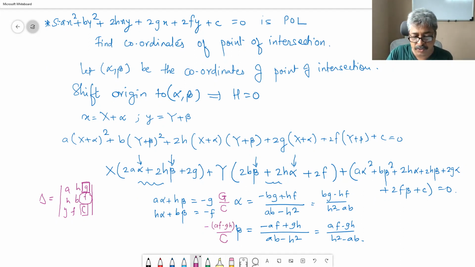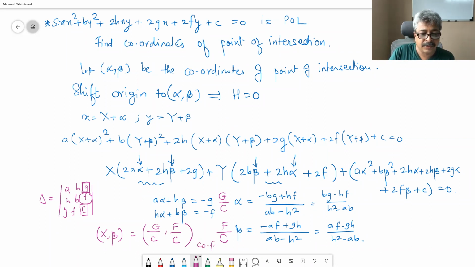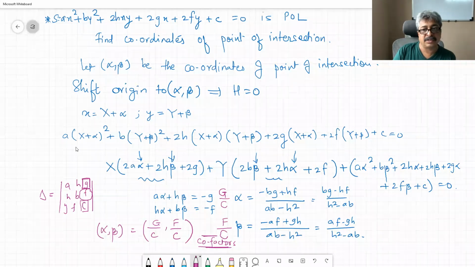So it is in line with what we want, and hence we write it. It is easy to remember that way, capital F. So alpha comma beta is equal to capital G by C comma capital F by C, where capital G, capital F and capital C are cofactors. They come along with cofactors. Minors don't come along with sign. That is what is important. You might have to use that several times.